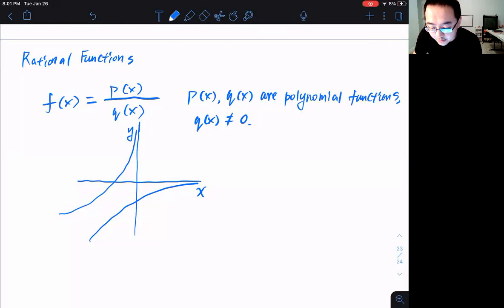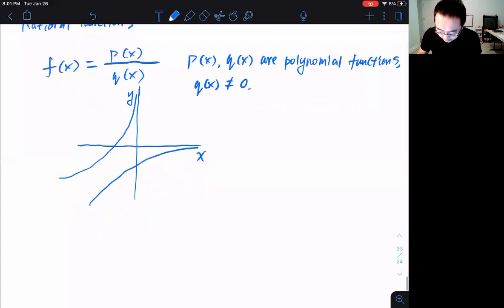Now, the notation for asymptotes is something like this. When you have x approaches c with a little minus sign, that is describing the behavior of a graph as x approaches the value of c from the left, the negative side.